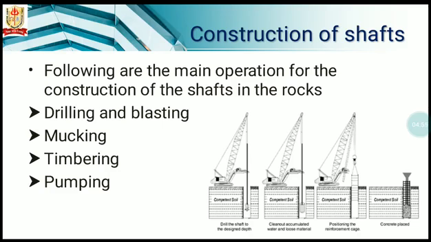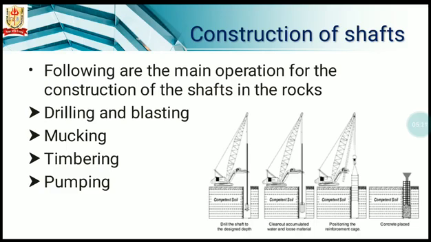Mucking. The operation of removing the excavated material of the shaft and dumping it at a predetermined site is known as mucking. Mucking is done manually or mechanically. Timbering. It is a process of providing temporary support to the cut soil sides against falling, till lining is done or finally filled up after the completion of the work. The arrangement of the timbering varies with the type of ground and depth of the shaft.